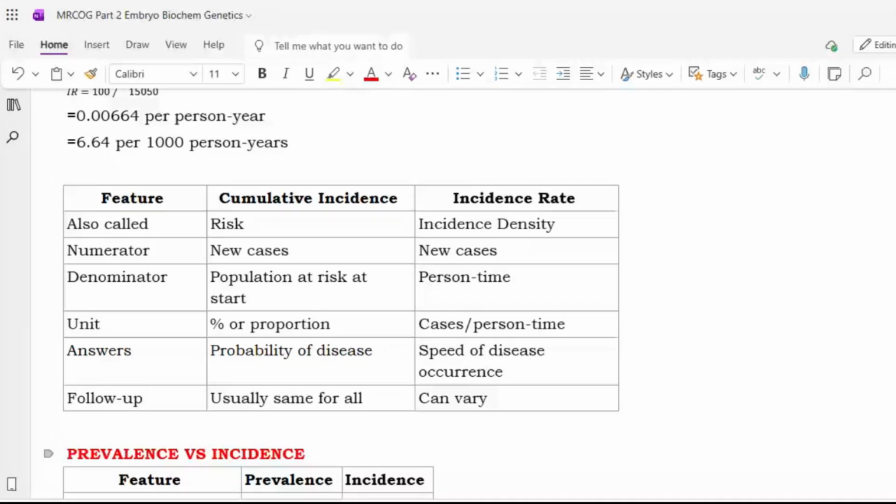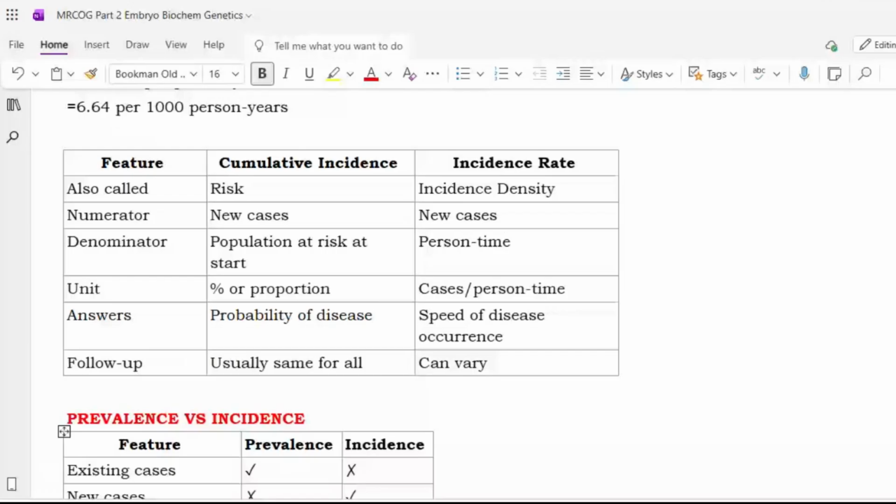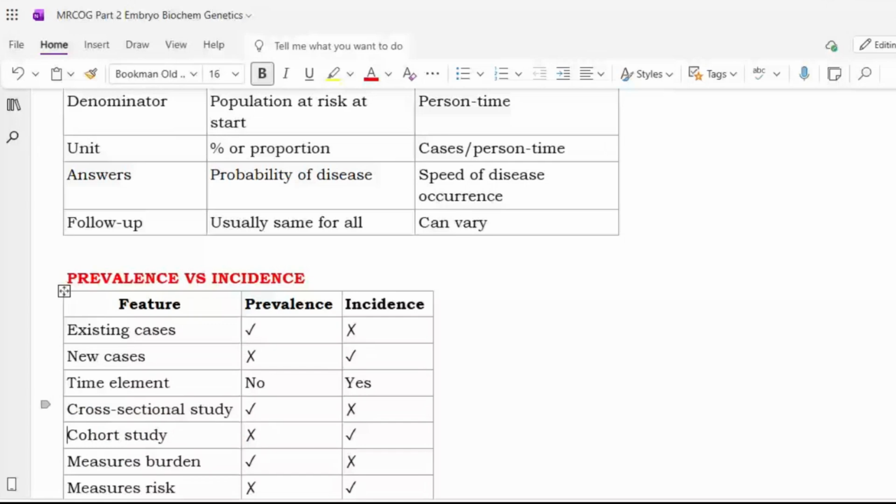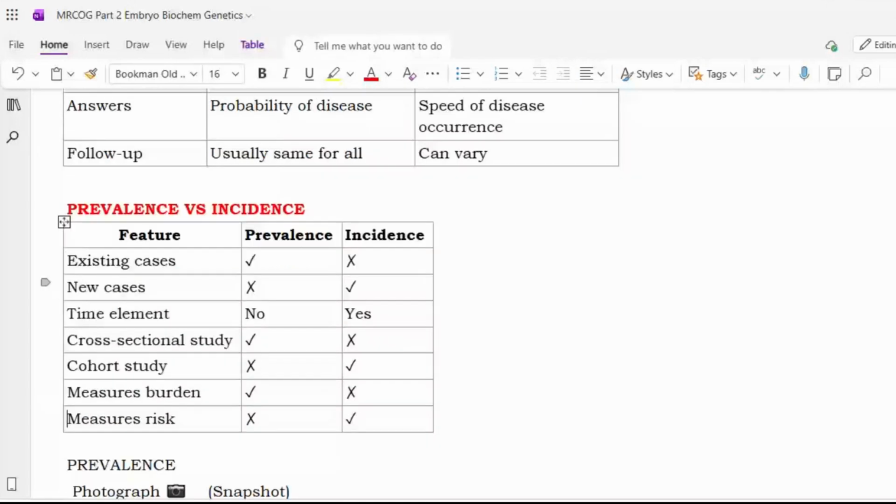Now we'll see prevalence versus incidence. What we saw, cumulative incidence versus incidence rate, are the two types of incidence, and now we will compare prevalence versus incidence. Prevalence deals with the existing cases, while incidence deals with the new cases. The time element pertains to incidence and not to prevalence, because we are calculating incidence over a period of time.